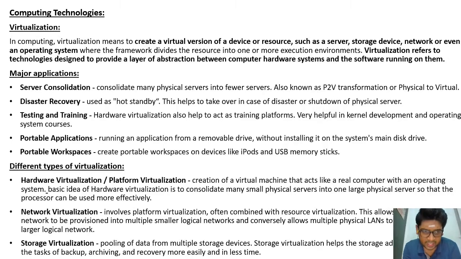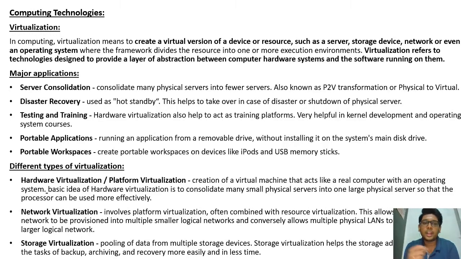Finally, next we come to different types of virtualization. There are 3 types of virtualization: hardware, storage, network. Hardware virtualization is also known as platform virtualization. What does it mean? It is the creation of a virtual machine that acts like a real computer with an operating system. The basic idea of hardware virtualization is to consolidate many small physical servers into one large server so that the processor can be used more effectively. Suppose there are 4 small physical servers, I combine and make them as one physical server so that the processor works more efficiently. That is known as hardware virtualization.